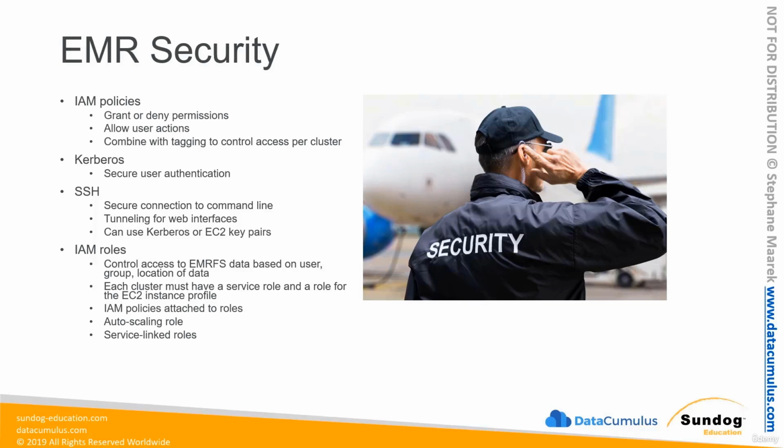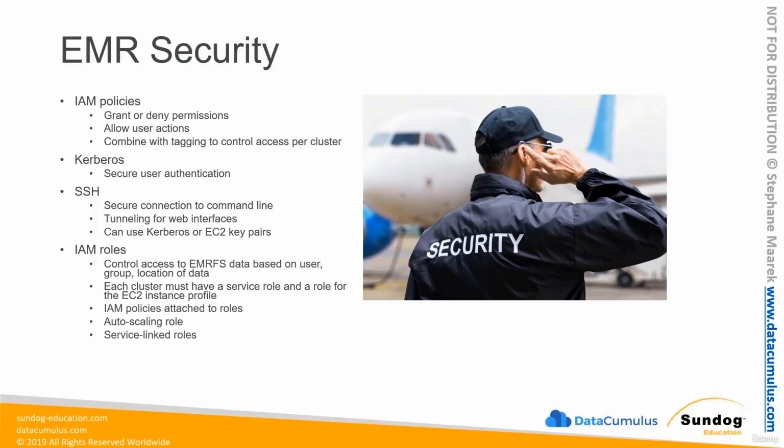So some of the applications that are running on your cluster will have web-based UIs for either configuring them or monitoring them. And you can use an SSH tunnel to view those securely from your desktop. Kerberos or Amazon EC2 key pairs can be used for client authentication with SSH. And then we have IAM roles.